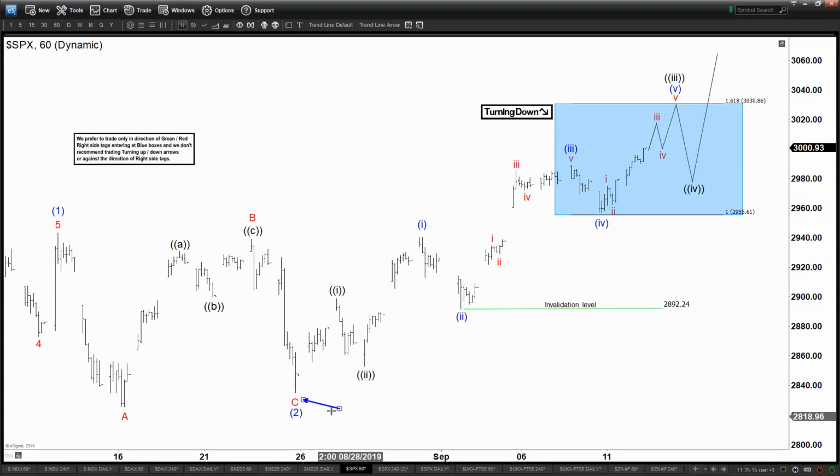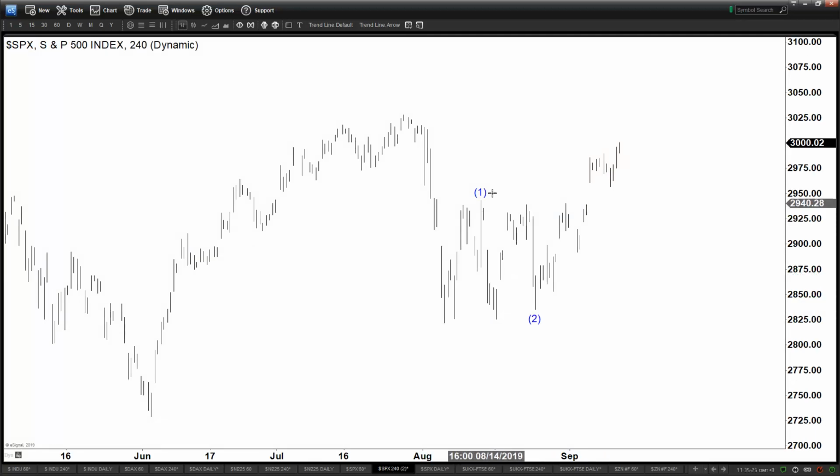Now looking at the larger degree, let's take a look where this 1 and 2 count came from. So if you take a look at the 1-hour chart, so this is your 1 and 2 here. This is the 4-hour chart, I'm sorry. So this 1 and 2 starts from August 6. So this is the cycle that we are talking about from August 6. And this cycle looks to be alive, still remaining in progress.